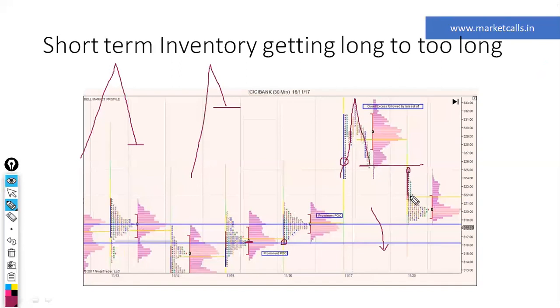Your objective is to fade all those prominent points of control. There is one more weaker level there, which is also nothing but a prominent point of control. The objective is to fade this information, and that happened.